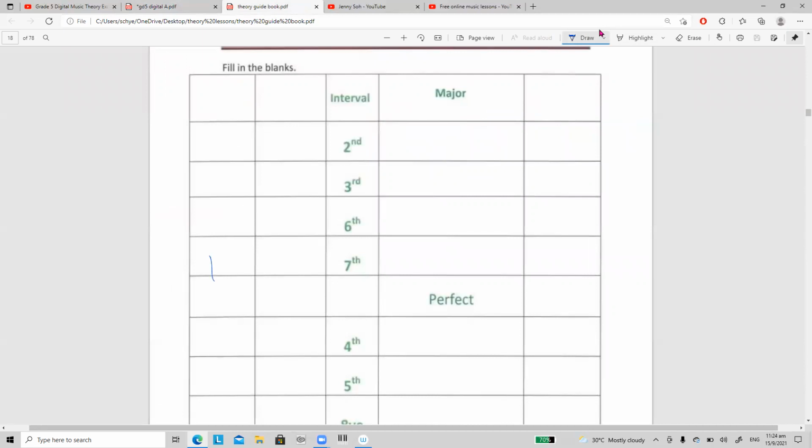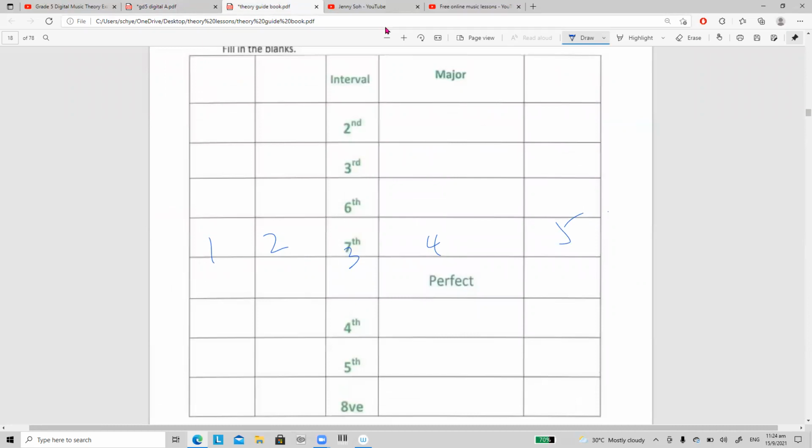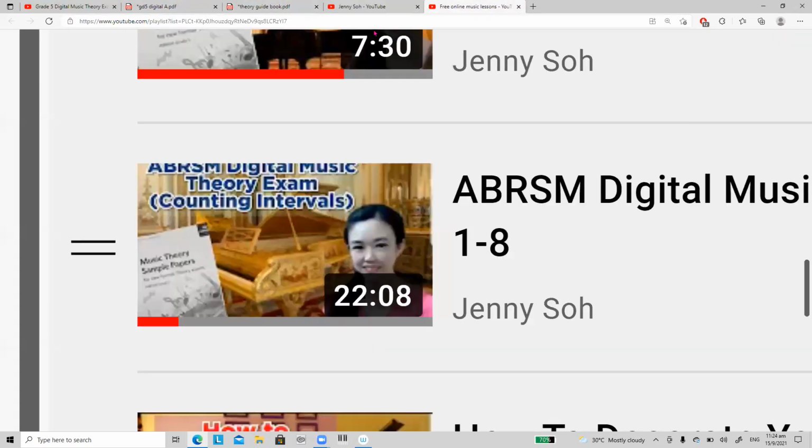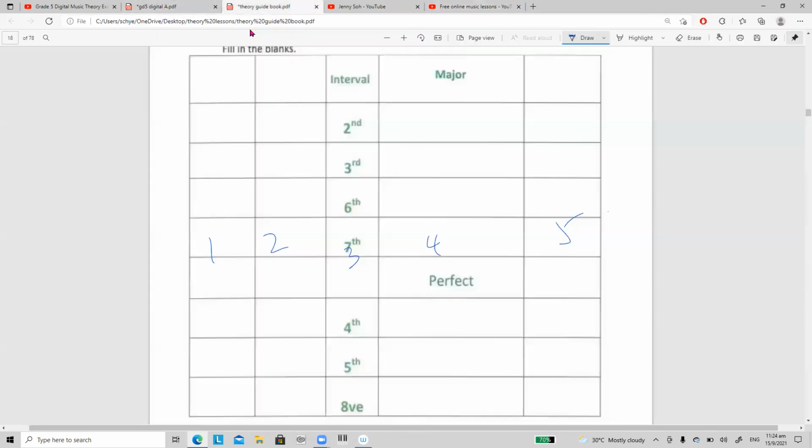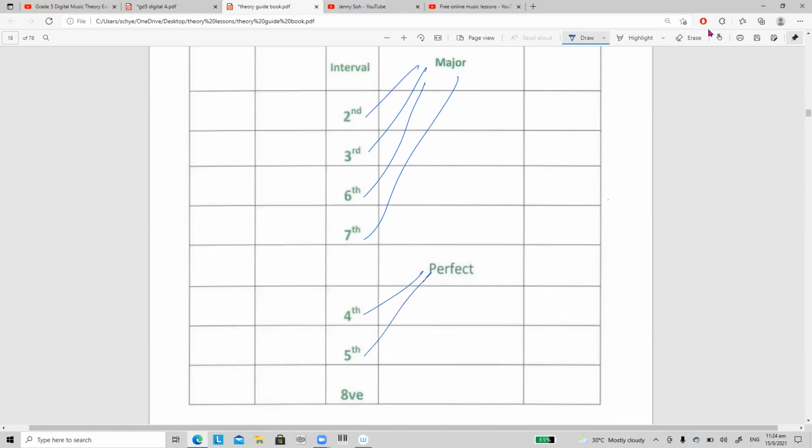1, 2, 3, 4, 5. I have also introduced this method in another of my videos, which is this one, teaching you how to count intervals. We always use this chart, which my students find so useful. On the paper, you draw 5 columns, and then you start writing from the middle column. At the center, we have second, third, sixth, and seventh. All these belong to the major interval. For perfect intervals, we have fourth, fifth, and eighth. So these 3 belong to perfect interval.